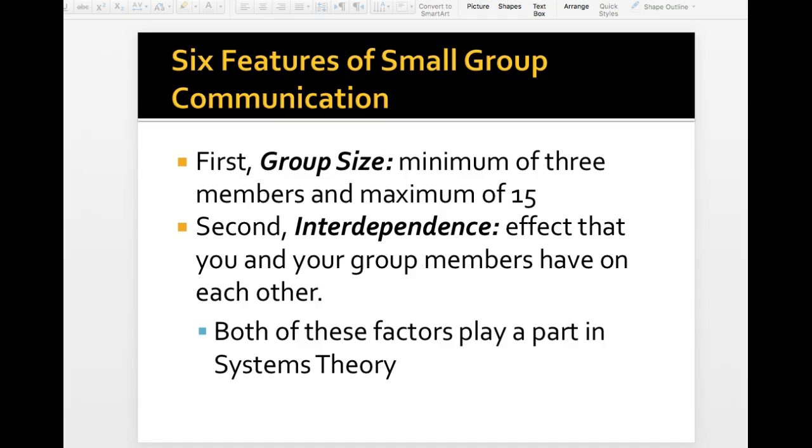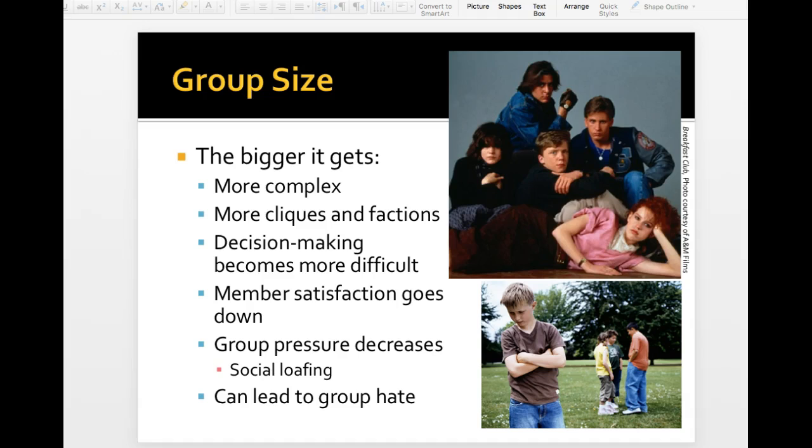You can see that when we talk about group size, and we mentioned this earlier, the bigger it gets, the more complex. The more cliques and factions form, so smaller groups sort of breaking off or getting together, and becoming smaller groups or cliques. Decision making becomes really difficult. Member satisfaction goes down, so your satisfaction with being in the group goes down.